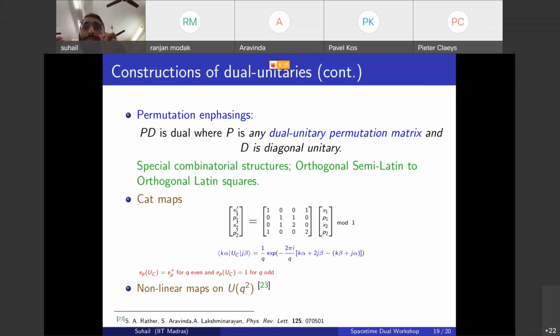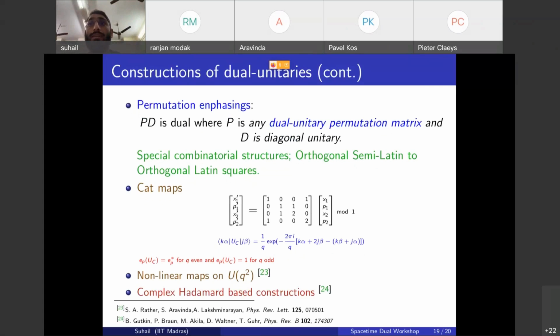I mean, we think that these maps are in some sense the only way to explore gates. For example, this is an easier way to explore gates between EP star and EP by giving initial conditions which have larger entangling power, and then evolve under these maps. And there have been other constructions also in Thomas Gorin's group based on complex Hadamard-based constructions.